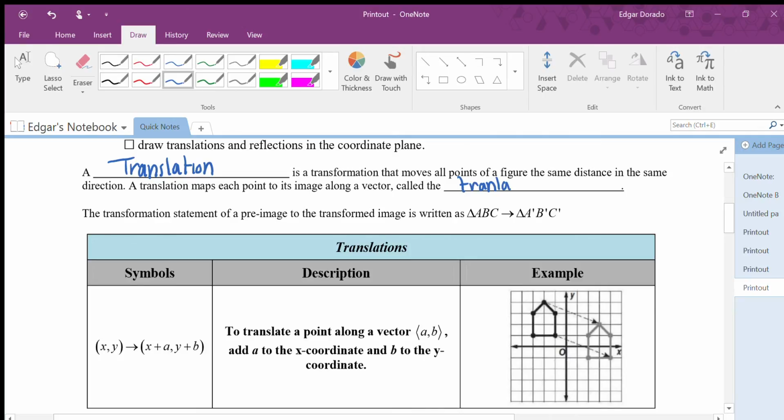Oops, totally misspelled that. Let me redo that again. Translation vector. So what does that mean?